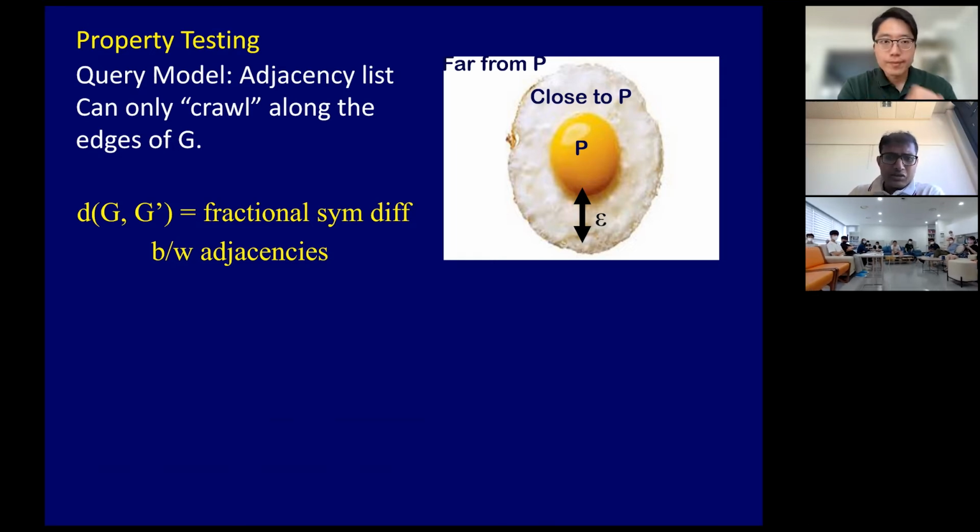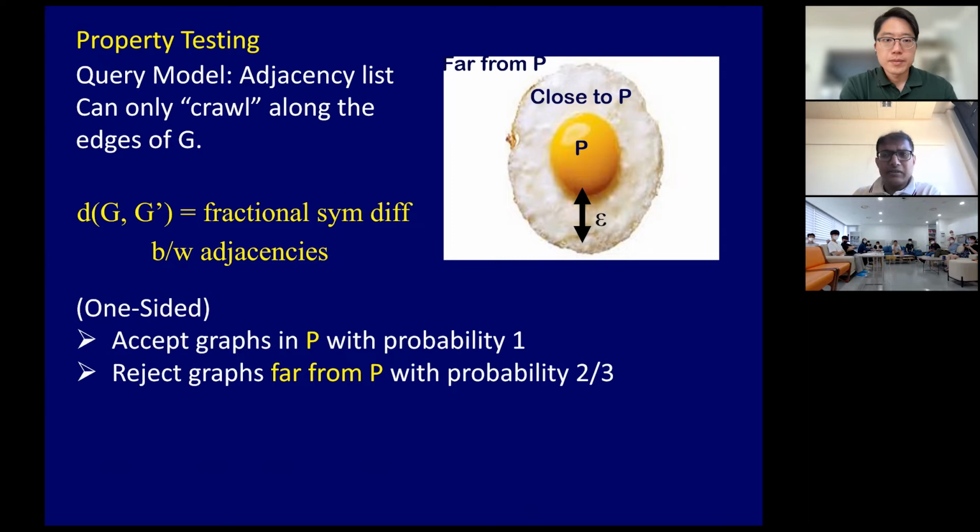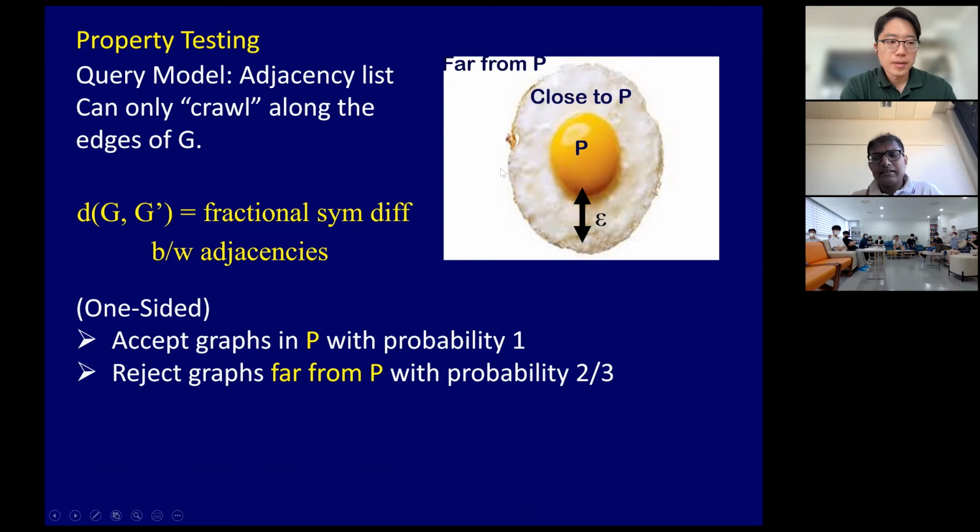of this talk. So the first problem is the so-called one-sided testing. Here what I want you to do is develop an algorithm for me that always accepts planar graphs. It accepts planar graphs with probability 1. And this algorithm should have a good chance of rejecting graphs that come from outside the class of planar graphs. It should reject a graph that comes from outside with probability at least 2/3.